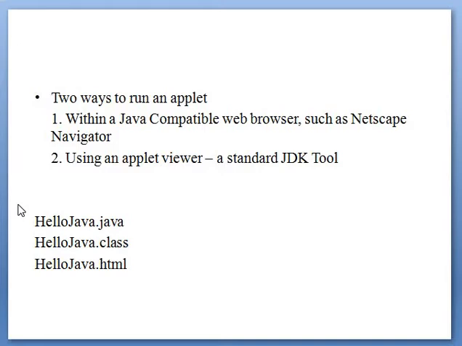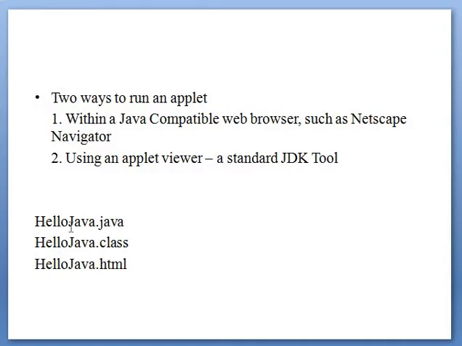Two ways are there to run an applet application within a Java compatible web browser such as Netscape Navigator. Earlier, Internet Explorer, Mozilla Firefox and Google Chrome were ready for running applet code, but due to some security reasons they are not permitting applets to run on their browsers. So Netscape Navigator is the one that is compatible right now. The second method is by using applet viewer, a standard JDK tool. So the Java development kit tool applet viewer is there. We will be using applet viewer to execute our applets.